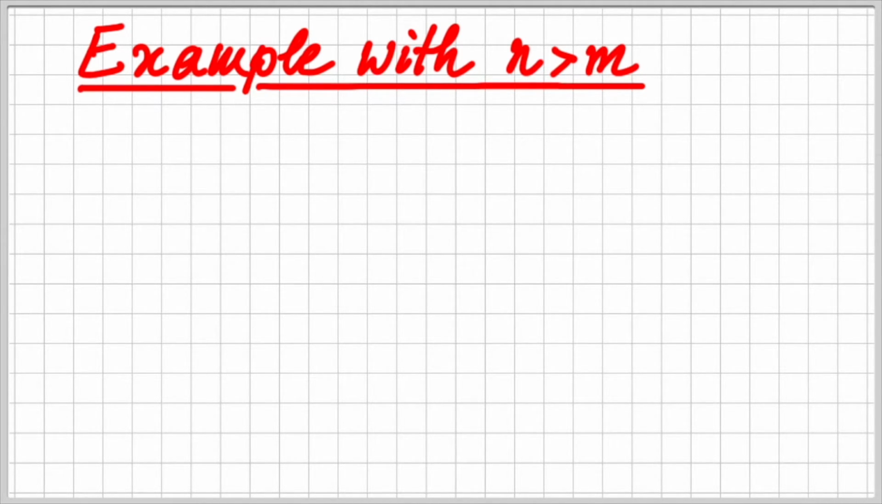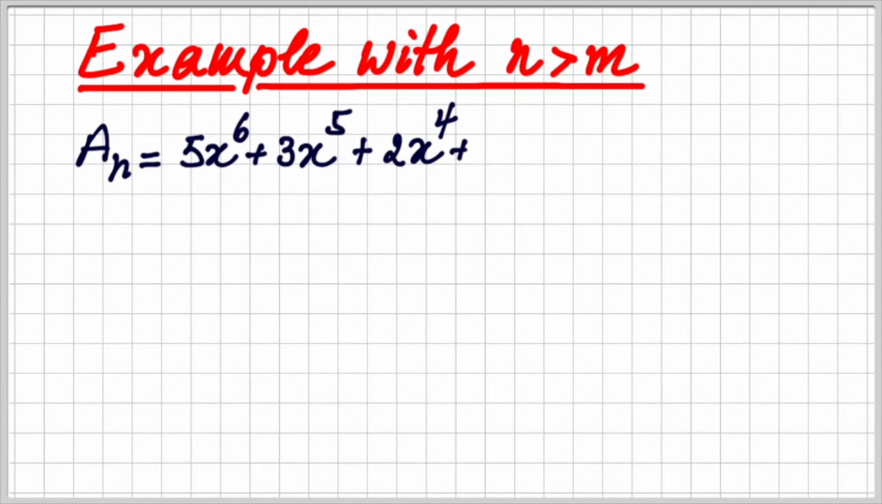Let's get an example here. It will be a lot easier to look at this taking a simple example. We take polynomial a, 5x to the power 6 plus 3x to the power 5 plus 2x to the power 4 plus 3x to the square plus 4x plus 2.